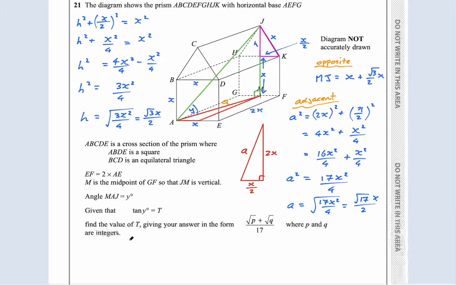So I can say the tan of y is the opposite, which is this. It is x plus root 3 over 2x, that is the opposite, over the adjacent, which is root 17 over 2x. So that's like a fraction within a fraction. So this is tan y.